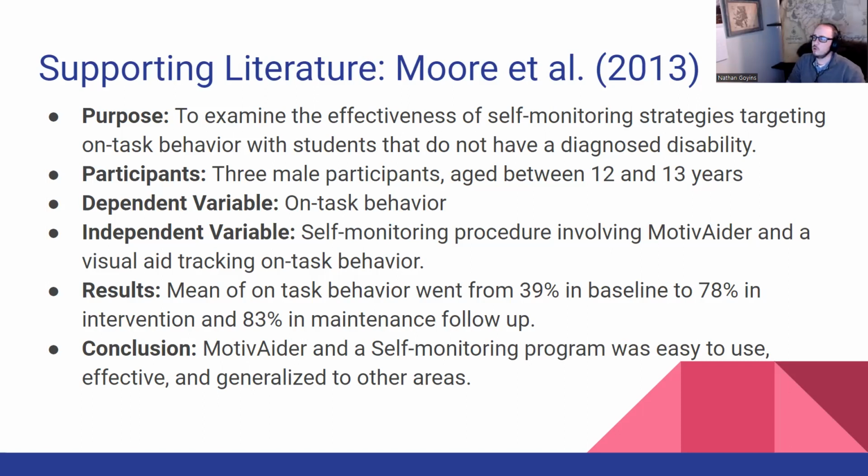Their results showed an average of the on-task behavior went from 39% in baseline to 78% in intervention, and then actually continued to go up in maintenance to 83%. They found that Motivator and the combined self-monitoring program was described by the students and the teachers involved as easy to use, effective, and that it generalized to other areas.